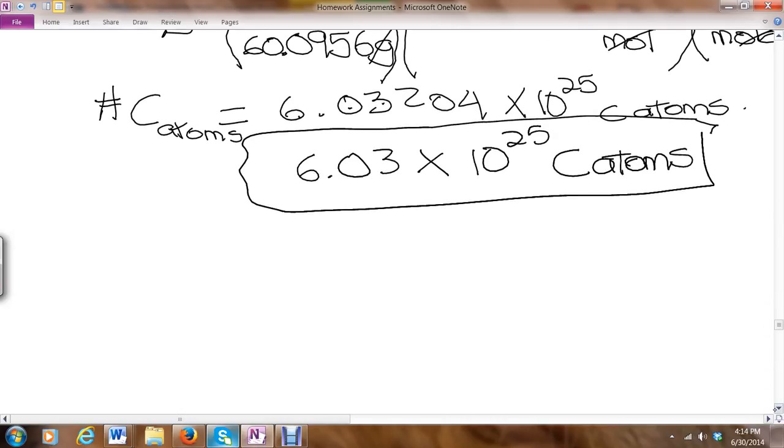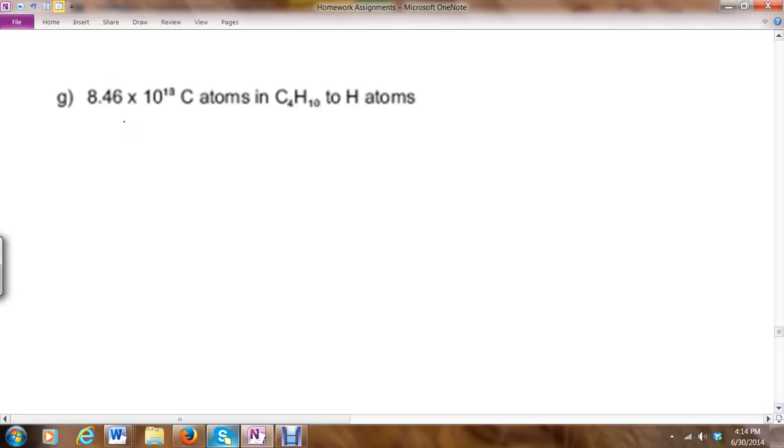Now the next one: 8.46 times 10 to the 18 carbon atoms in C4H10, how many hydrogen atoms? This is an interesting one because we either get the ratio between 4 and 10 for carbon and hydrogen, or we go to molecules of butane and then convert to hydrogen. So we can do it directly, I think. If we need to find the hydrogen atoms and we have the carbon atoms, we start with 8.46 times 10 to the 18 carbon atoms.